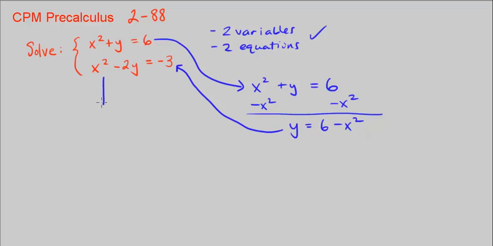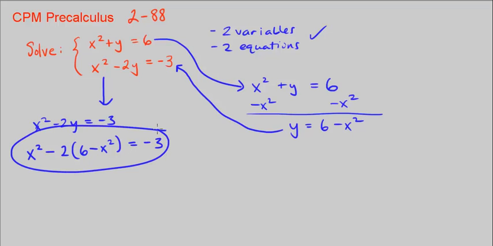Okay, so then I'm going to go ahead and rewrite this. x squared minus 2y is equal to negative 3, right? And now I'm going to plug in for y. y is only here once, but wherever I see y in this equation, I'm going to plug in 6 minus x squared. So instead of y, I have 6 minus x squared equals negative 3. So now I have an equation with just one variable, that's just x. So I want to solve for x.